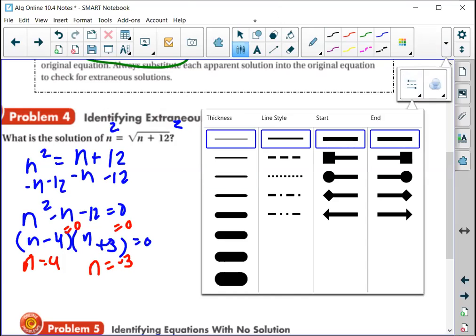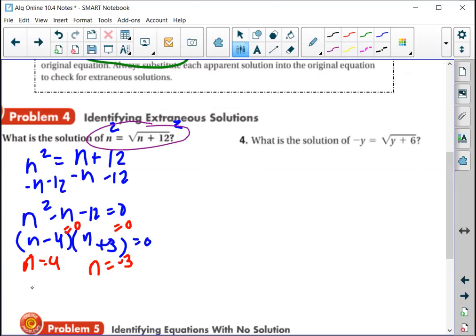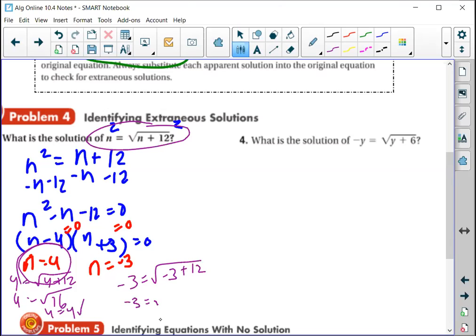So whenever we go ahead and plug those back into the original equation, I'm going to check 4 first. I'm going to do 4 equals the square root of 4 plus 12. Well, that's going to be 4 equals the square root of 16. Well, the square root of 16 is 4, so that's 4 equals 4. That's good. So n equals 4, that's an answer. But whenever we plug in negative 3, we get negative 3 equals the square root of negative 3 plus 12. So then we do negative 3 equals the square root of 9. Well, the square root of 9 is a positive 3. So in this case, that doesn't work out. So we're going to eliminate that option. So we only have n equals 4.